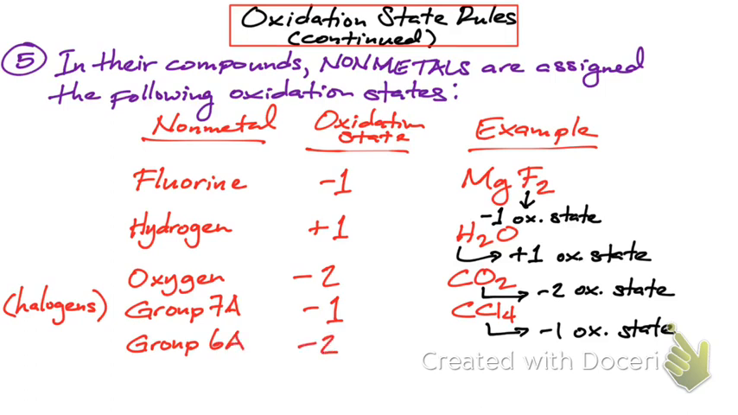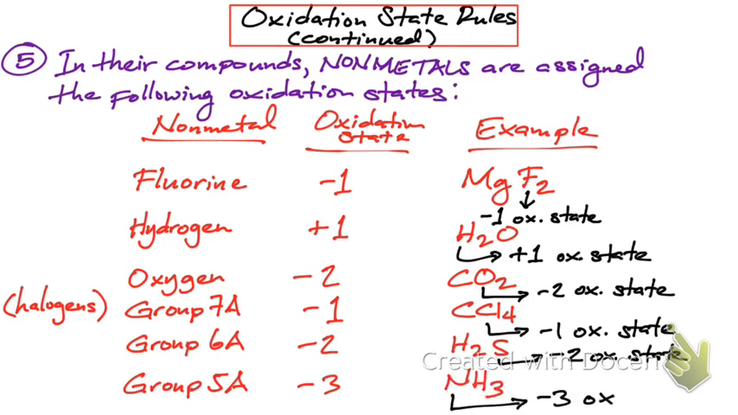Group 6 elements will have a -2 oxidation number. An example here is hydrogen sulfide, so that sulfur has a -2 oxidation state. Group 5 elements, such as nitrogen, will have a -3 oxidation number. An example is ammonia, NH3, so the nitrogen here will have a -3 oxidation state.